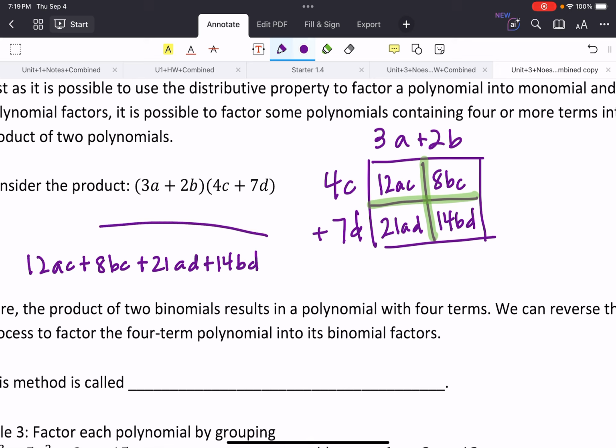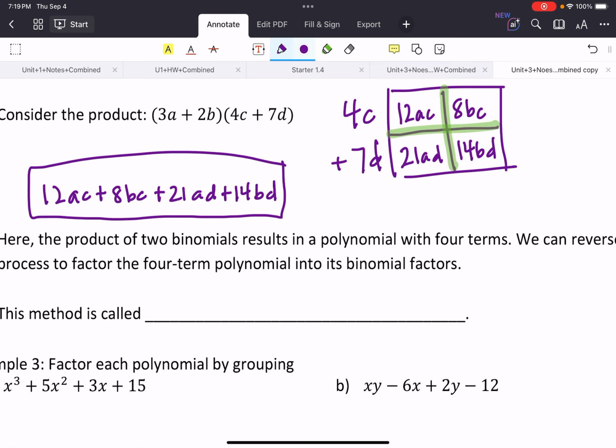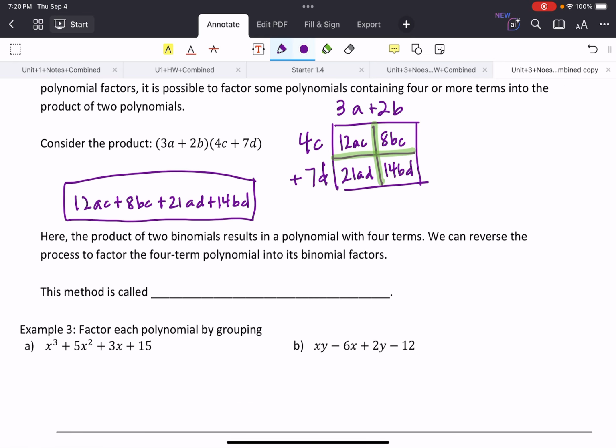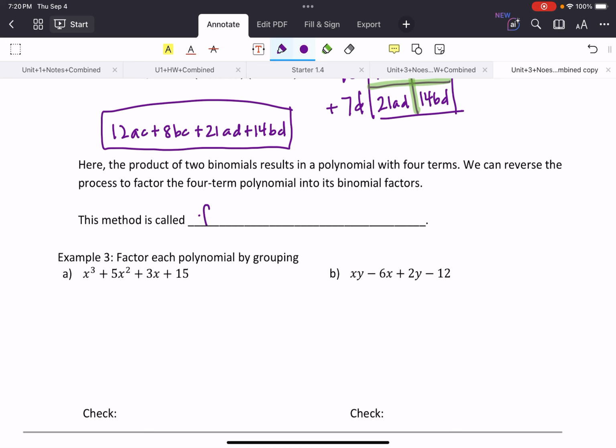Now this is our answer, and it is very long and it has 4 terms, but none of those terms have the exact same variables or exponents. So because they're different, we can't combine them, and that ends up being our answer with 4 terms. So our product of 2 binomials results in something with 4 terms. We can reverse this process to factor the 4 terms into binomial factors. We call this method factor by grouping. That's what the title of this section of our notes was called.